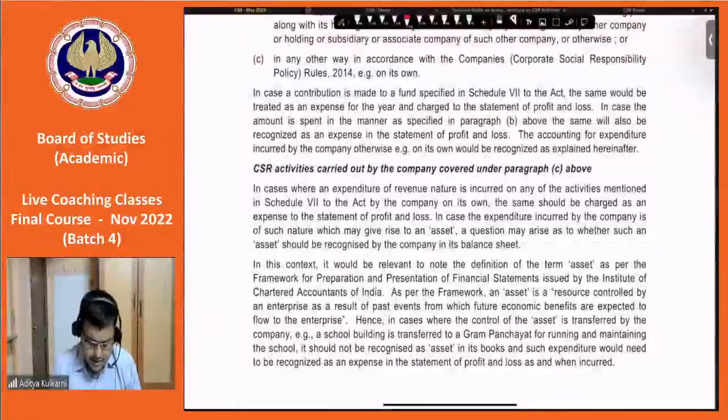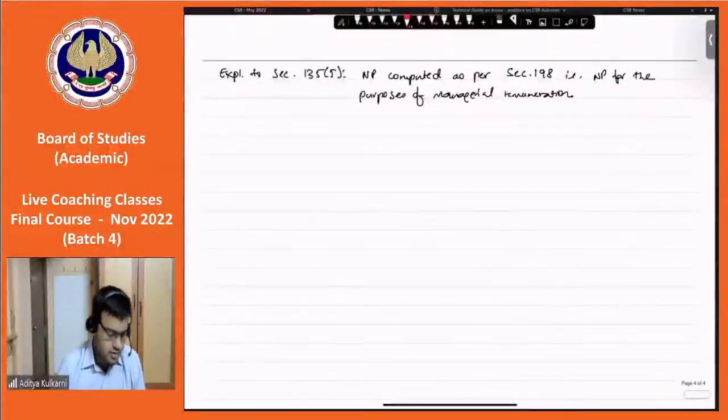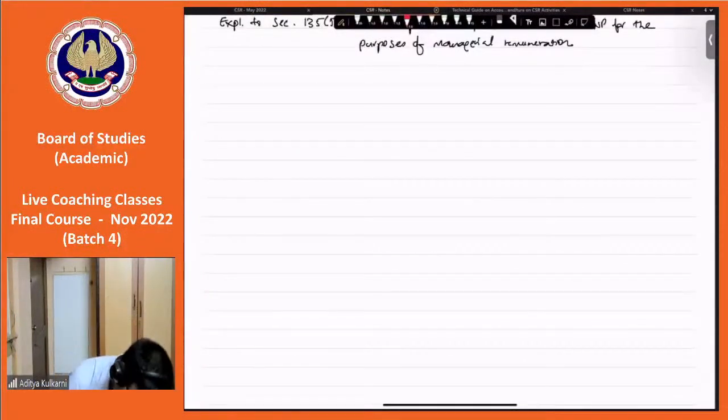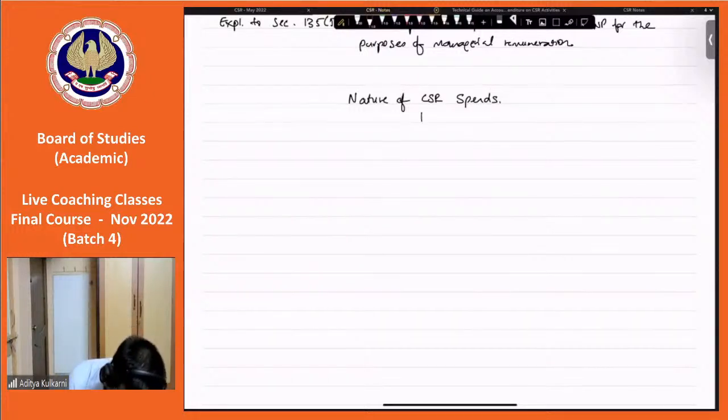Okay, in kind, expenditure in kind. Okay, now coming to the next part, nature of CSR spends. You can make a note of this.